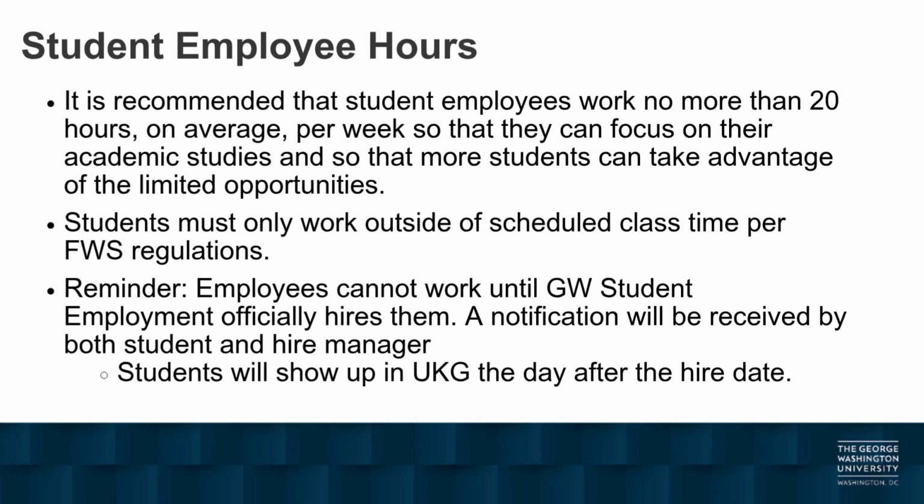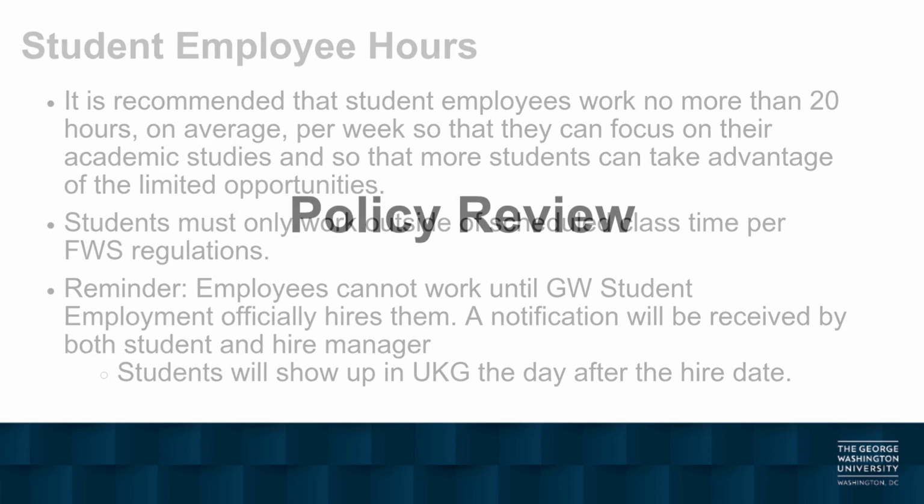Student employee hours. It is recommended that student employees work no more than 20 hours on average per week so that they can focus on their academic studies. This also allows more students to take advantage of limited employment opportunities. Students must only work outside of scheduled class time per federal work-study regulations. As a reminder, employees cannot work until GW Student Employment officially hires them. Students will show up in UKG the day after the hire date.